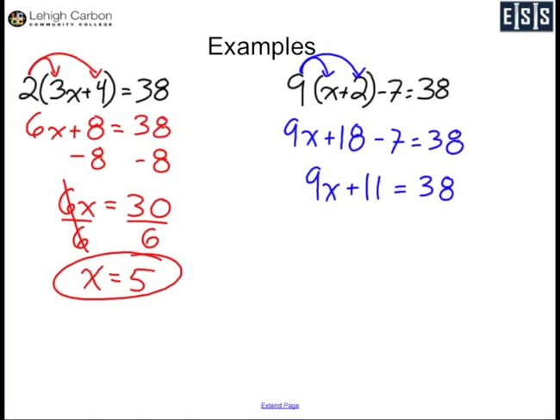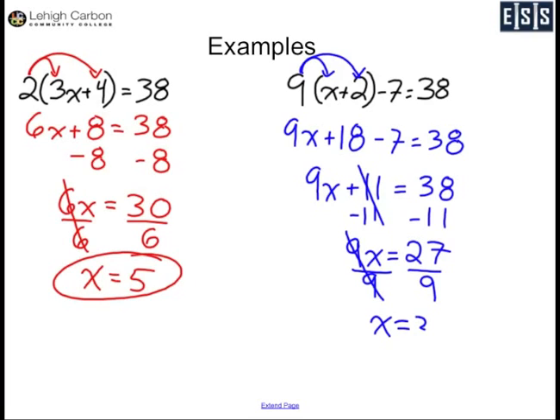I don't have variables on both sides, so now I can use inverse operations to solve. Subtract 11 from both sides. 9x equals 27. Divide both sides by 9. X equals 3.